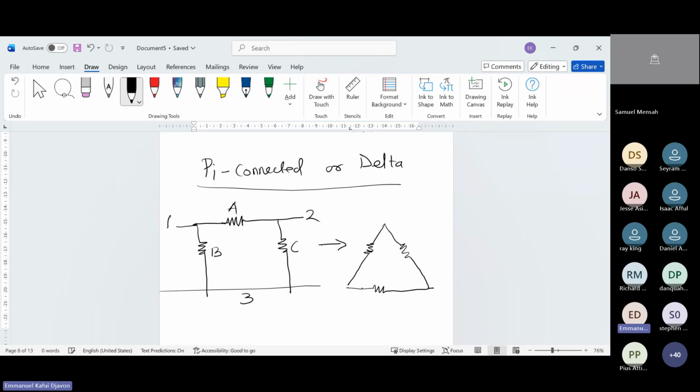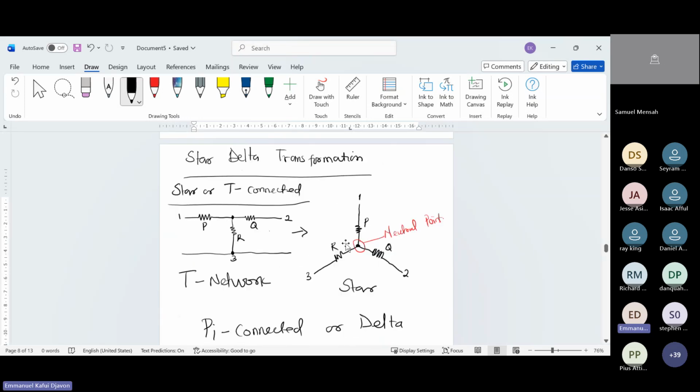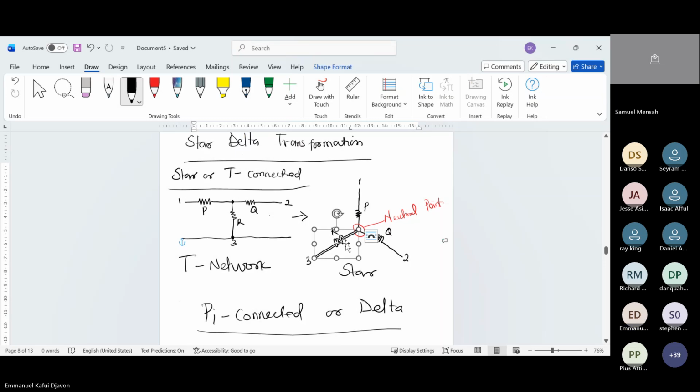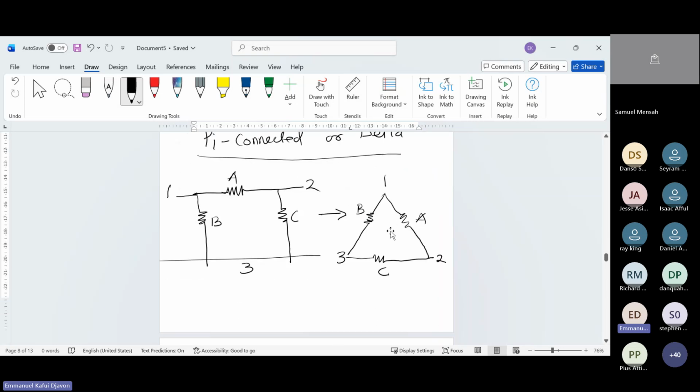Like this. So this is A, this is B, and this is C. So you can say this is your 1, this is your 2, and this is your 3. So as you can see, we can transform this into this. We can also transform this into this.